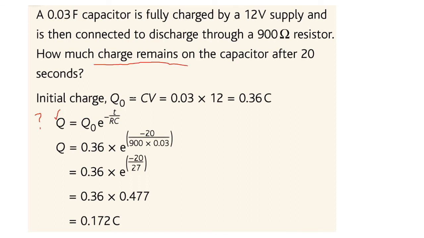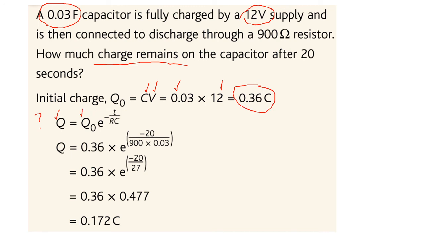So we can calculate, because the capacitance of the capacitor is 0.03 farad. Here it is in farad, but if it is not in farad, you have to convert it to farad. This is the C, and V is the supply voltage. So we have that also. Then we can calculate the initial charge.